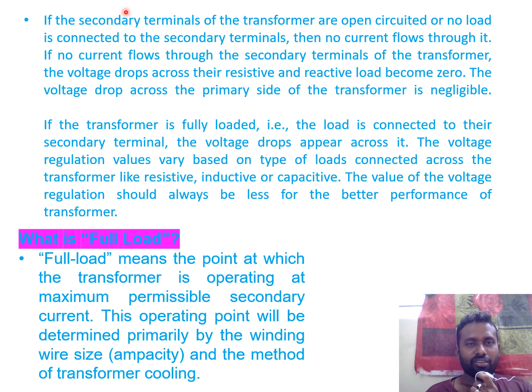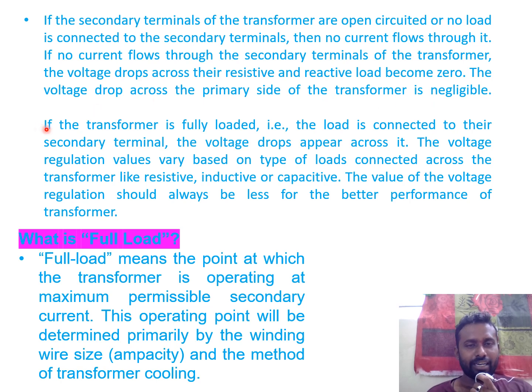Let's see what regulation exactly means. If the secondary terminals of a transformer are open, or no load is connected to the secondary terminals, then no current flows through it, right? When it is open, no current. If no current flows through the secondary of the transformer, the voltage drop across the resistive and reactive load becomes zero. The voltage drop across the primary side of the transformer is negligible.